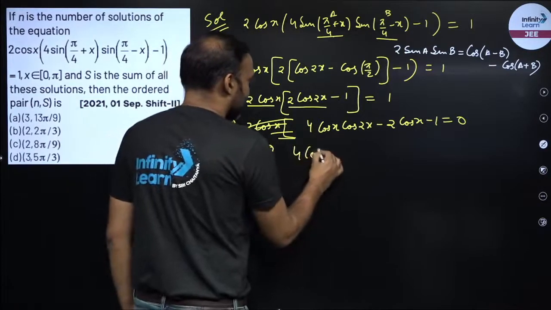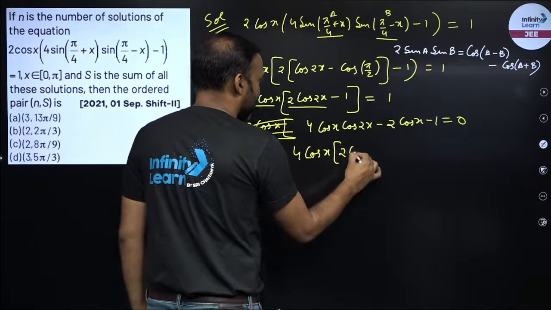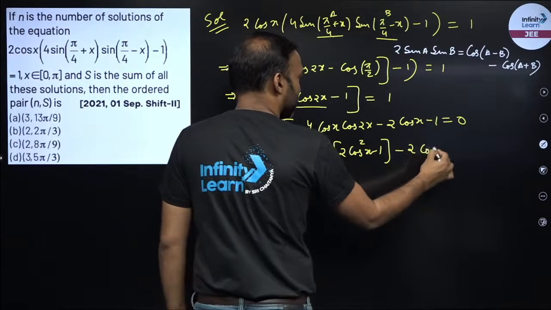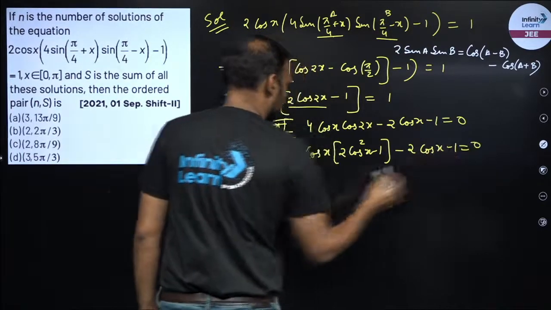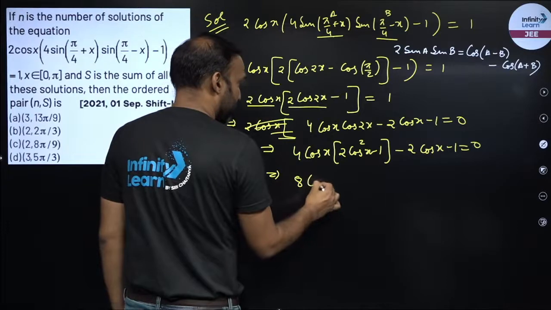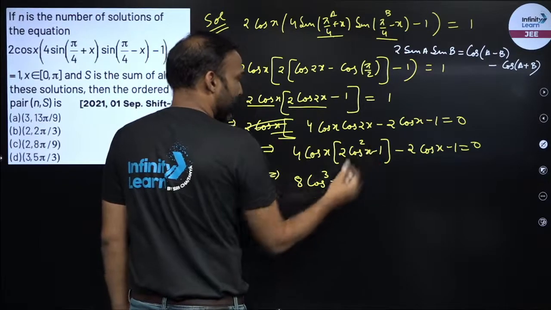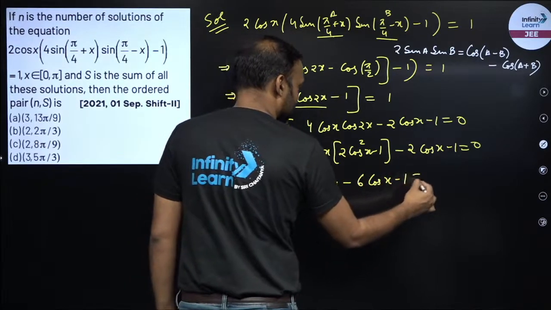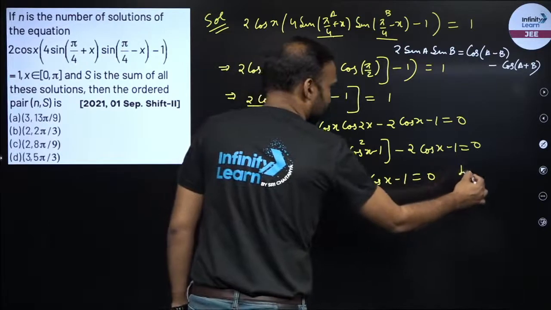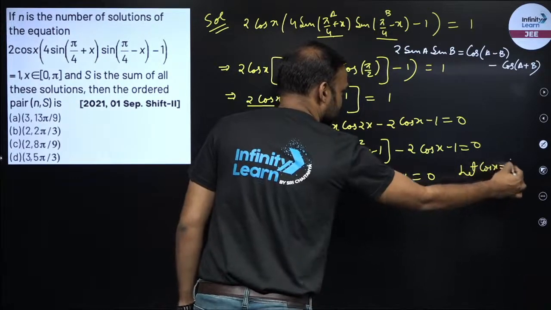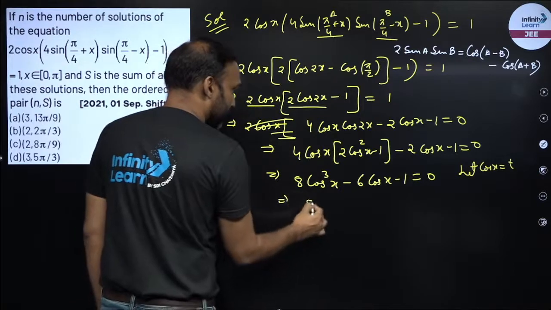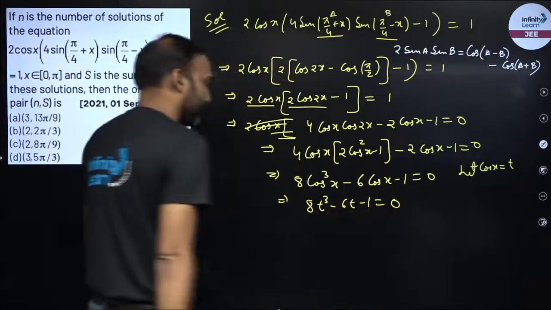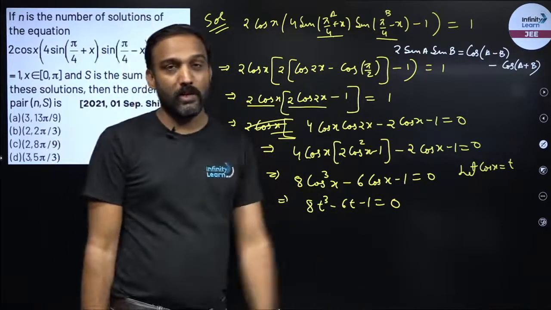So this is 4 cos x, cos 2x would be 2 cos square x minus 1, minus 2 cos x minus 1 is equal to 0. So I get 8 cos cube x minus 4 cos x and minus 2 cos x, this would be minus 6 cos x minus 1 is equal to 0. So I can let cos x is equal to t, right. So everything is in cos x, so I can put cos x is equal to t. So I'll have 8t cube minus 6t minus 1 is equal to 0, right. So I got a polynomial equation over here.